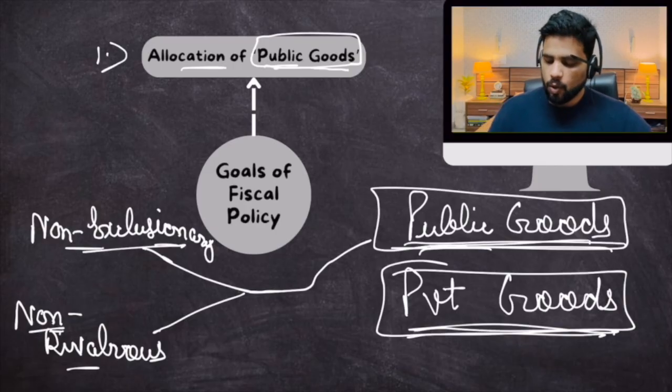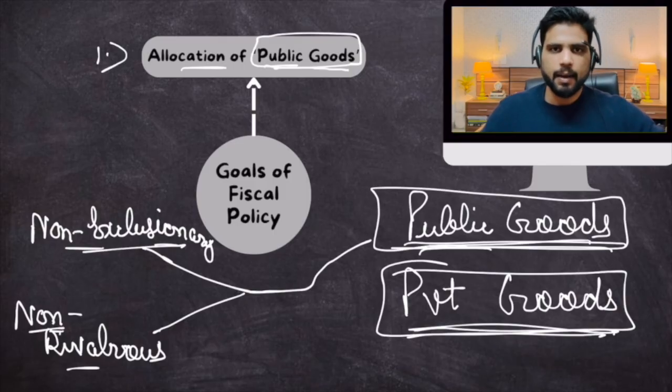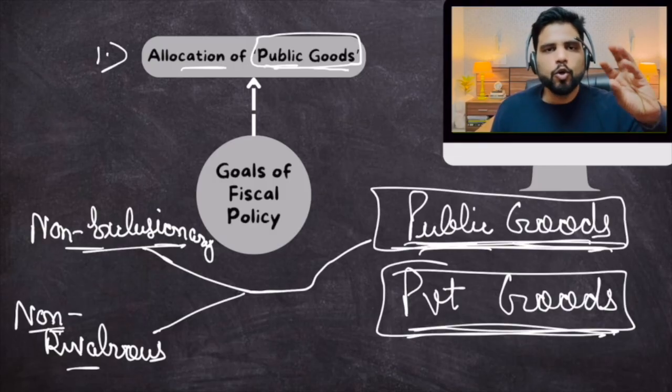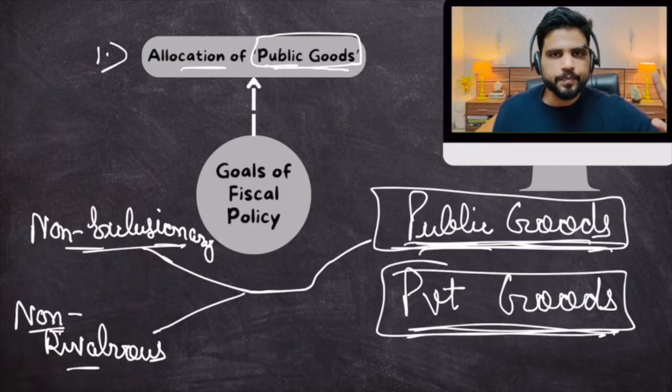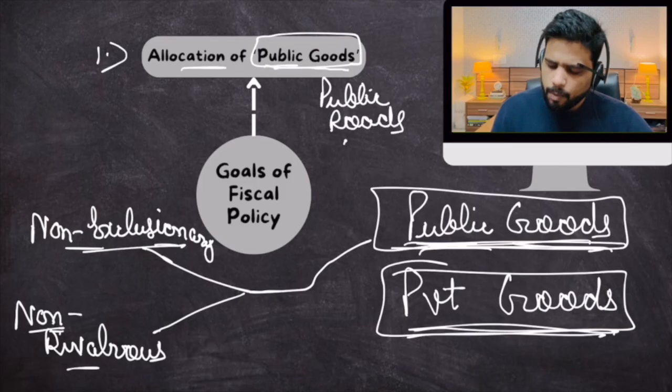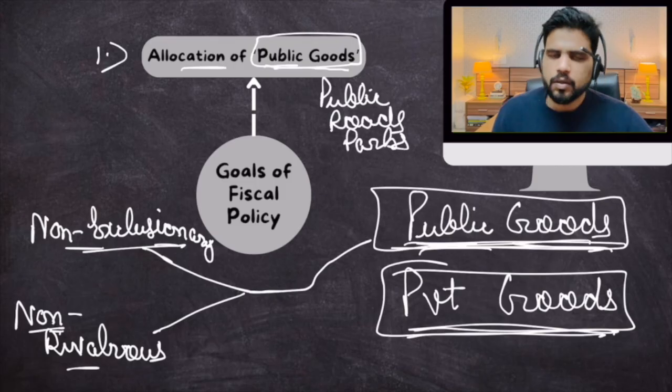Clear? Now, public goods have many examples. By the way, when I say goods, I mean goods and services, both. So what are public goods? Well, public roads, parks. Then there are public services also.